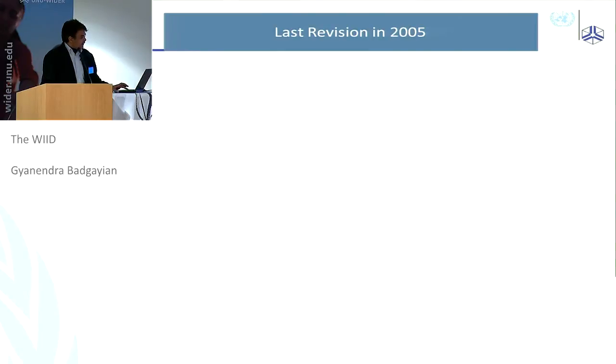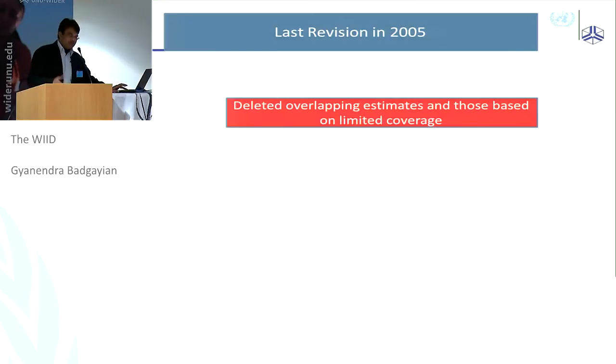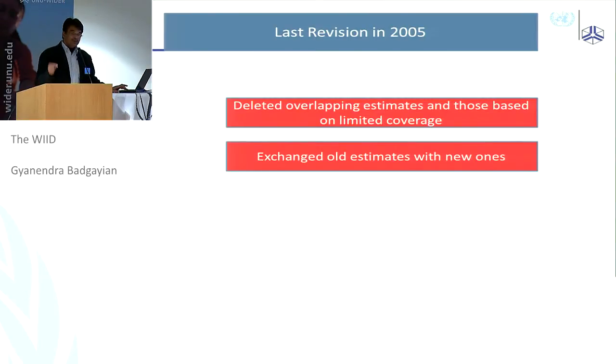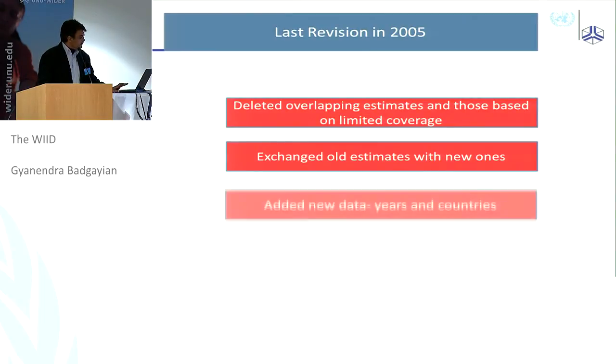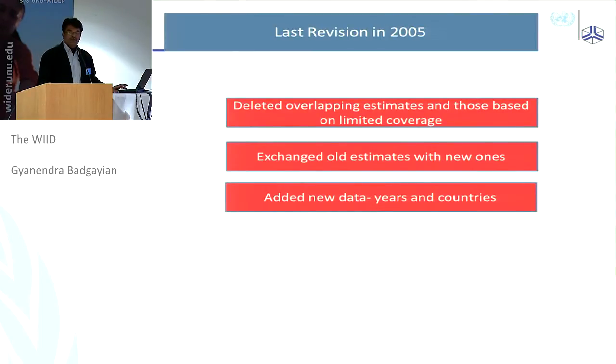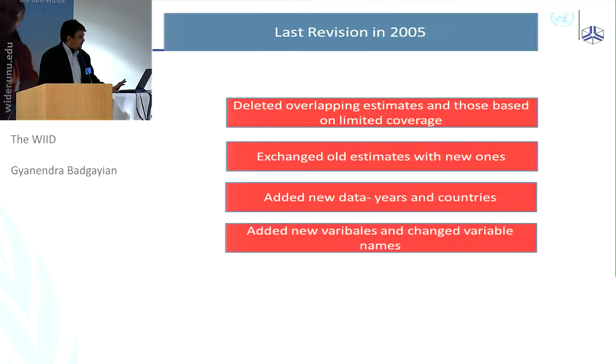So the last revision was in 2005, and what was done in that revision was essentially that the overlapping estimates were deleted, and some numbers were based on limited coverage, which basically means that they were covering very small areas, let's say, just a few cities, let's say 28 major cities, and so on. If there was data also on a larger urban population, then this was limited. So it was like pruning of some of these things. Some of the old estimates were replaced by new ones. And this is especially true of the LIS database, where new numbers were available, and they replaced old numbers with the new estimates. And then, of course, the expansion of the database happened in new countries, and some new data points were added. And finally, there was some change in names of variables.